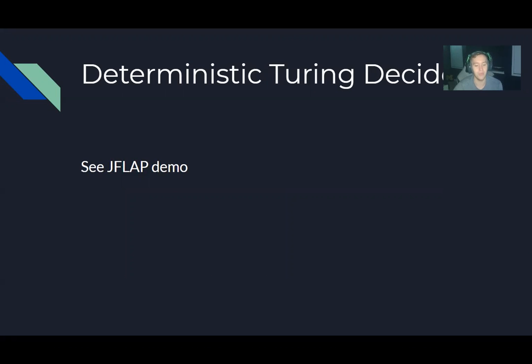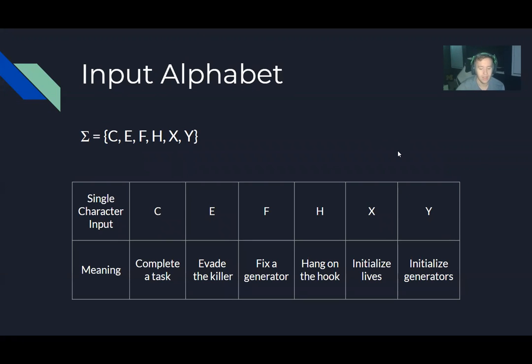Before I get into the JFlap demo, I will go over the alphabet. Again, the only change from before was that I took out the P for the power coming on because that's going to be handled automatically. And I'm just going to use this X and Y. Again, these are similar to how I used X in the PDA where that was part of the stack alphabet, but this time X and Y are both part of the input alphabet. And so it's going to let the player, or whoever's using the machine, determine how many lives you want to initialize with and how many generators you want to initialize with.